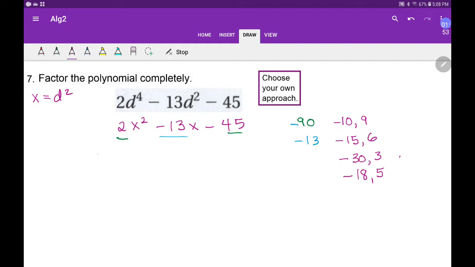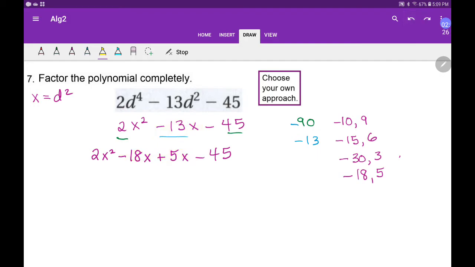So now I can say 2x squared, negative 18x plus 5x minus 45. And just for review, notice that the beginning and the end are the same. No difference there. And then also notice that the middle is the same. It's just that down below it's in two pieces. Negative 13 is the same thing as negative 18 and positive 5.